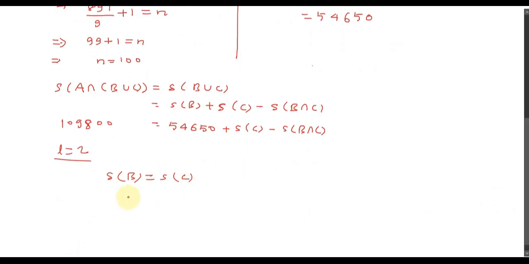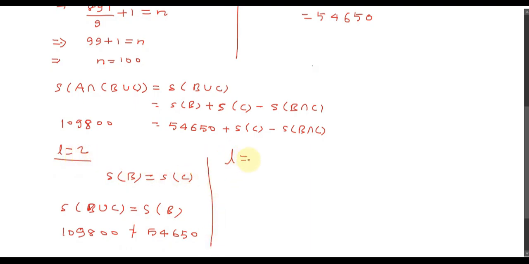So we will get the sum of B union C as the sum of 3-digit numbers of set B, which is equal to 54650. But it is already given that the sum is 109800. So these are different, which are not equal. That means L cannot be equal to 2.